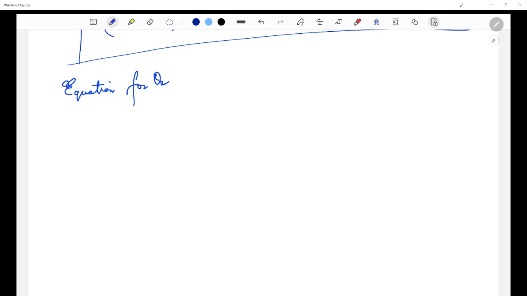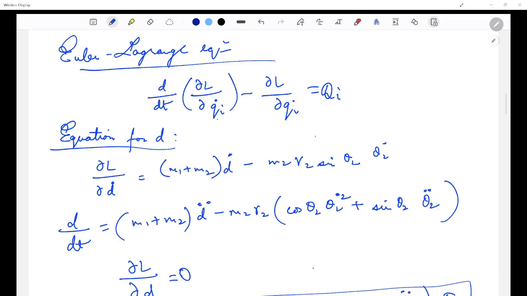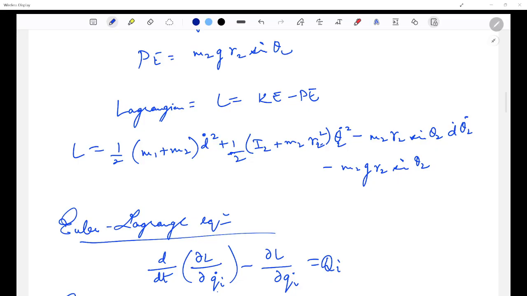So we'll do the equation for theta 2, and it is ∂L/∂theta 2 dot. We need to differentiate the Lagrangian with respect to theta 2 dot. Where is our Lagrangian written? Here. Okay, we have to differentiate it with respect to theta 2 dot. So we'll take care of this term, this term, and this term. No, we won't even take care of this term because it does not have theta 2 dot. So only these two terms would come into the picture.